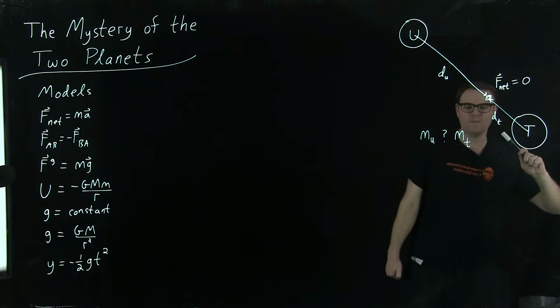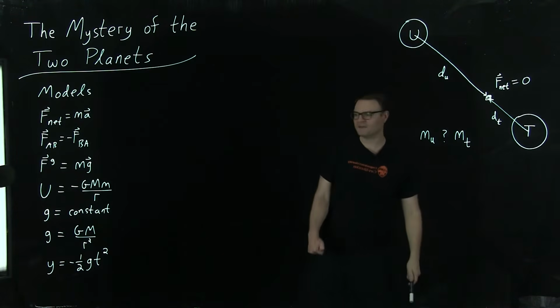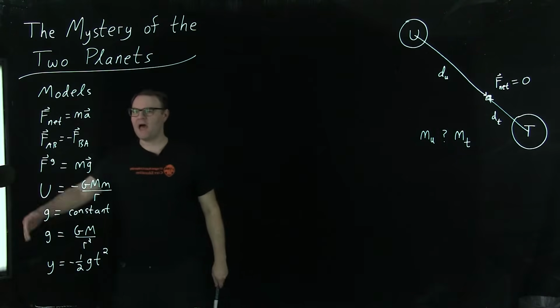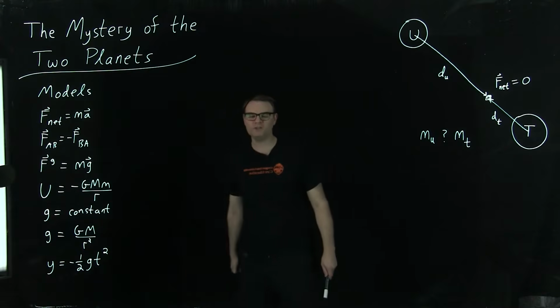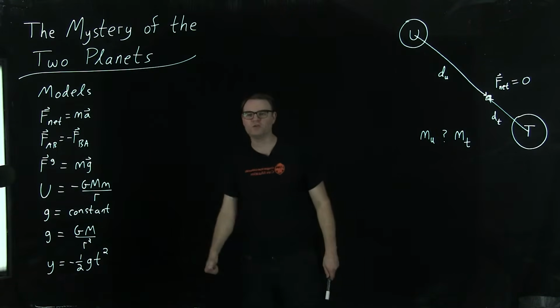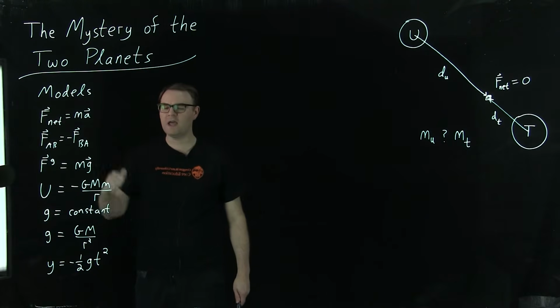and the fact that the net force on my spacecraft is 0 to figure out which of the planets has a bigger mass. To do that, I have written down a whole bunch of possible physics models as equations over here that I'm going to think about and try to draw on. I'm going to start by considering Newton's second and third law here.